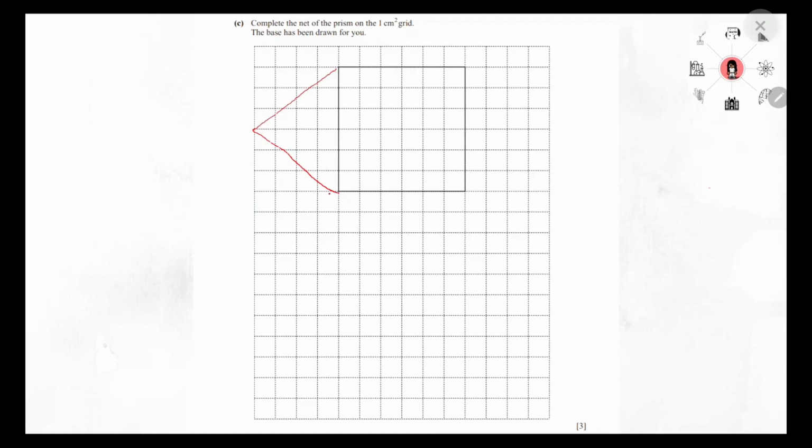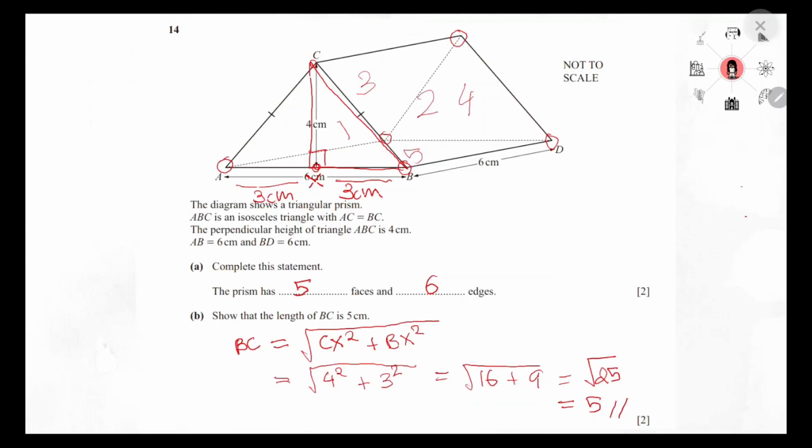I apologize if my drawings are not neat, but kindly use rulers while you draw. Next, we'll have to draw this box and this box. They have the dimensions 6 and 5 from what we found out in B.